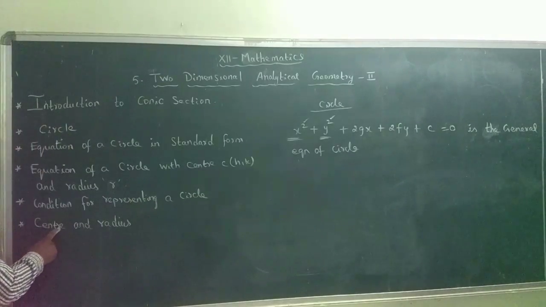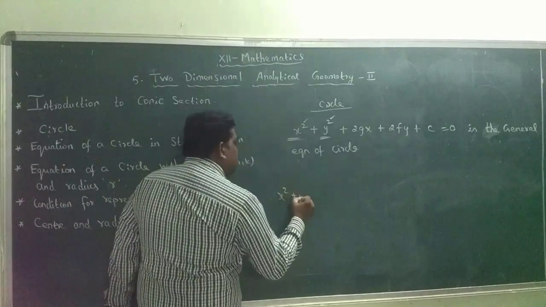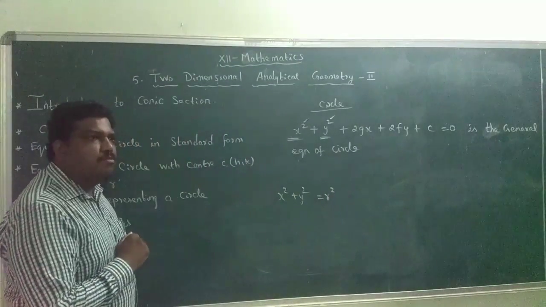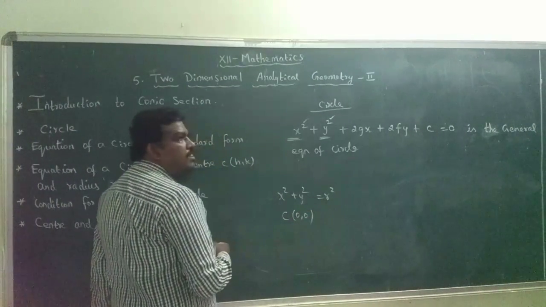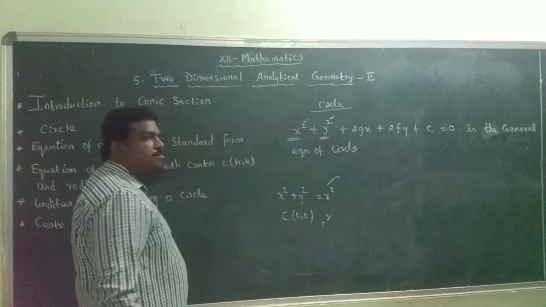The topic is center and radius. இப்போ இது தெரியுது, x square plus y square is equal to r square. We know that this is a standard equation. For a standard equation, the center is fixed. That is known as (0, 0), the origin, and the radius is r. டக்குன்னு சொல்லிடலாம்.